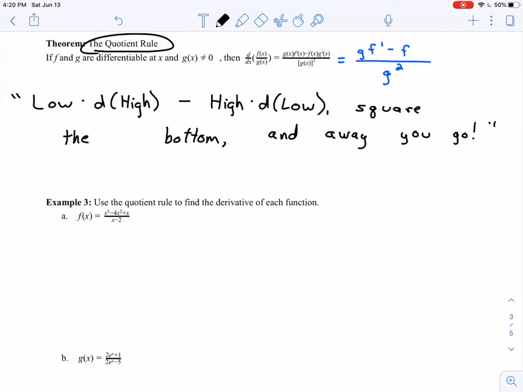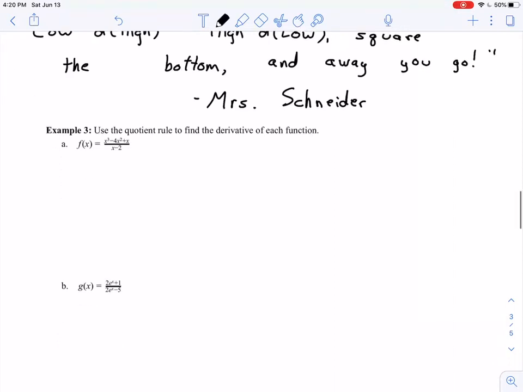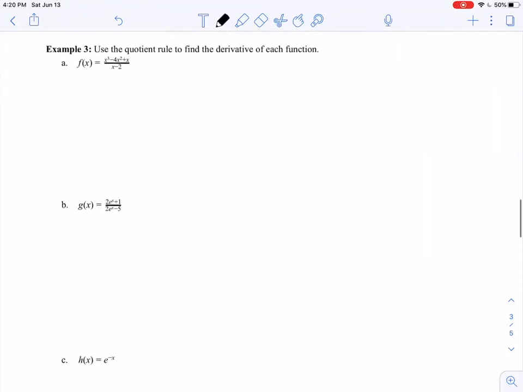And of course, I don't want to upset my communications colleagues here, so I want to make sure that I cite my source. This is from my AP Calculus teacher, Mrs. Schneider. Thank you, Mrs. Schneider, wherever you are, for teaching me this fun rhyme that I can now pass on to you guys. So we're going to practice using the quotient rule here to find some derivatives.